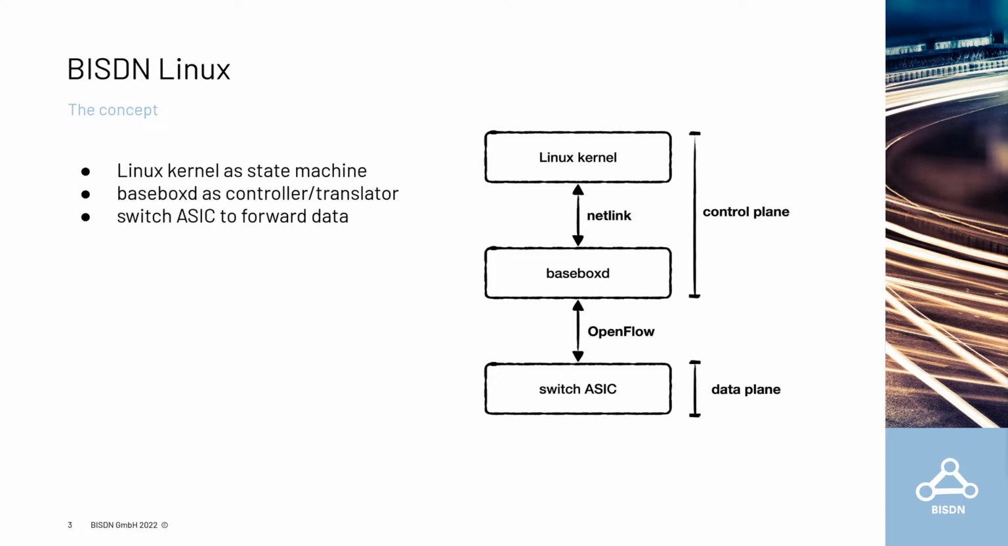Whenever changes occur in the network state, the kernel announces them on a bus called Netlink. BaseboxD, our SDN controller, acts as a translator between Netlink events and the switch ASIC. It therefore mirrors both the static and dynamic kernel network state down to the switch hardware. This means that the user can interact with the familiar Linux networking tools such as iproute2, systemd-networkd, or FRR to configure their system. BISDN Linux then will take care of propagating these changes down to the switch hardware.